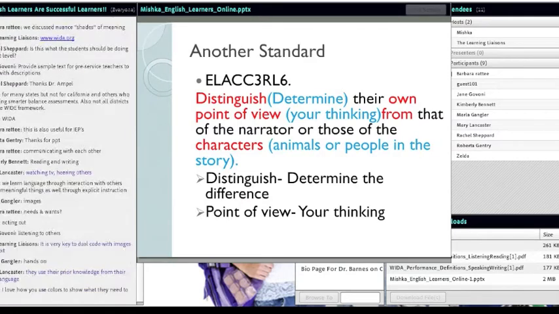So anytime you're unpacking standards, you have to put synonyms by the academic language so that the students can understand it better. So I have this word distinguish. So I put determine as a synonym, their own point of view, which is your thinking, from that of the narrator or those of the characters. So basically what I'm doing here is I am giving them the standard, but I'm backing it up with a synonym that is easier for them to understand. Do we have any questions about that?